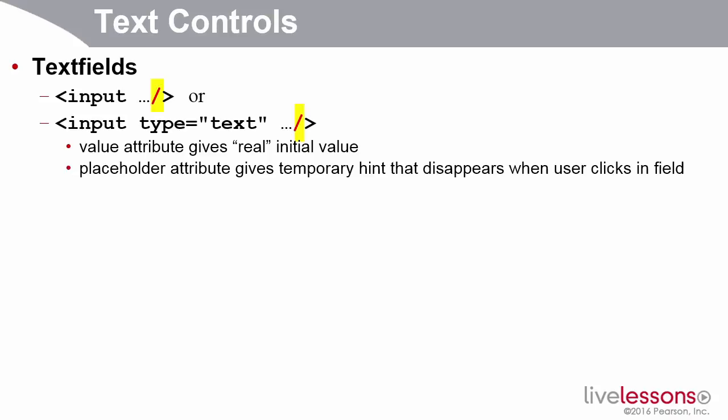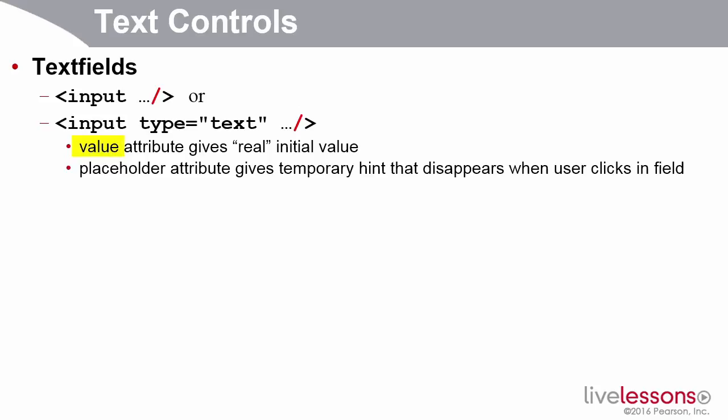Value, if you say input type equals text or just input, and you say value equals Jane, then Jane will appear in the text field initially, and that's a real value. If the user doesn't change that and they send the form either by a regular form submission or AJAX, Jane gets sent as the initial value. So that's the purpose of the value attribute. It's the real default value.